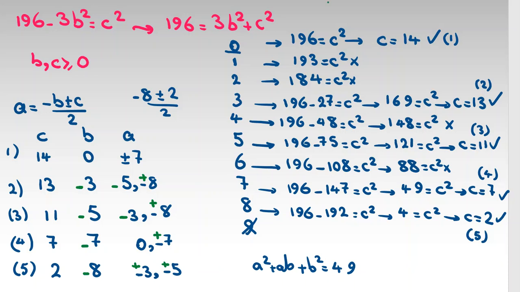Let me write the homework for you. You can solve this: a squared plus ab plus b squared equals 49 again. Try to solve this. A and b are integers. Try to see, can you find any answer for this?